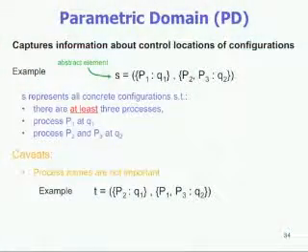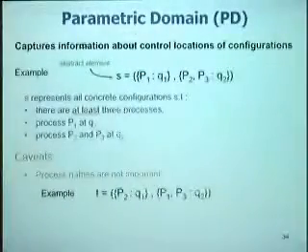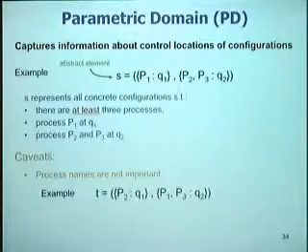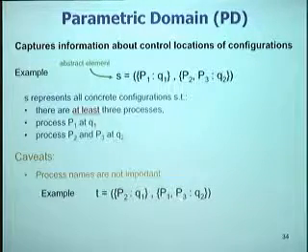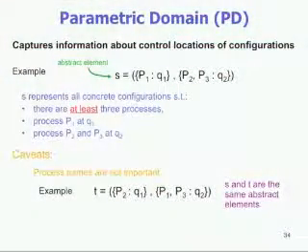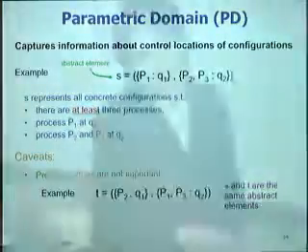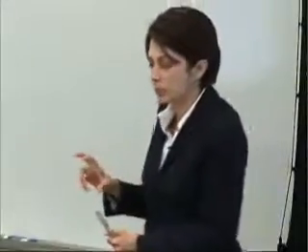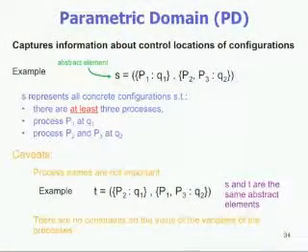One caveat is that process names are not important because we're looking at a parameterized system. So in here, T would say the same thing. There is only 1 process at Q1. However, this time we call it P2, and it says there are 2 processes at Q2. As you can see, these 2 abstract elements use different process names. However, both of them say 1 process is at Q1 and 2 processes are at Q2. These two abstract elements represent the same abstract element in our abstract domain.